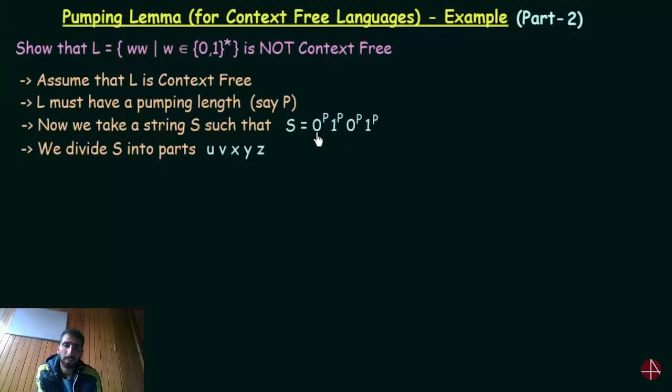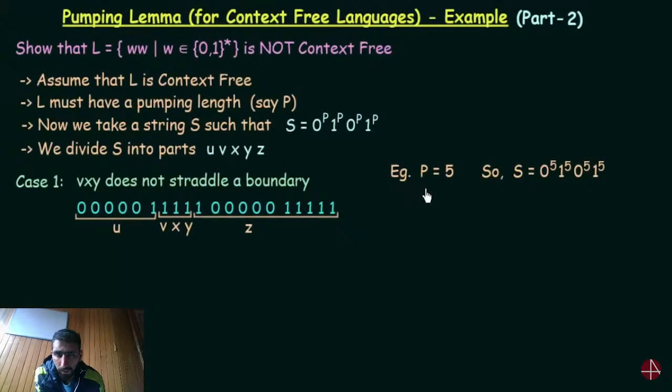And then if my W is 0 power P, 1 power P, then my second W should be exactly the same. So since this is 0 power P, 1 power P, the second part also should be 0 power P, 1 power P. So we see that the first half is exactly equal to the second half, which is a property of our language L. So we have this string S, and now we have to divide our string S into parts U, V, X, Y, and Z. Now we have to divide this into these 5 parts, and let's see what are the possible ways in which we can divide our string S into parts U, V, X, Y, and Z.